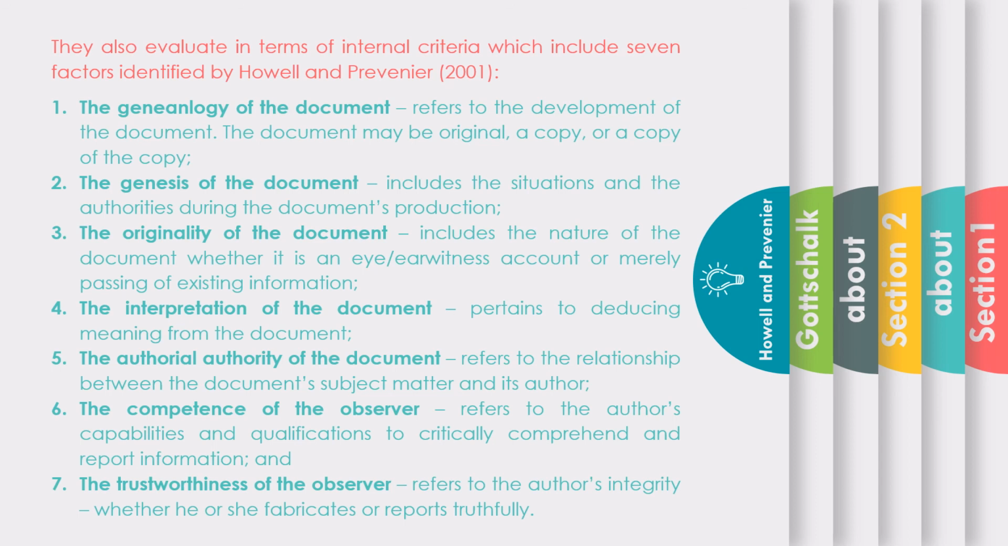Sixth is the competence of the observer. This refers to the author's capabilities and qualifications to critically comprehend and report information. And seventh is the trustworthiness of the observer. This refers to the author's integrity, whether he or she fabricates or reports truthfully.